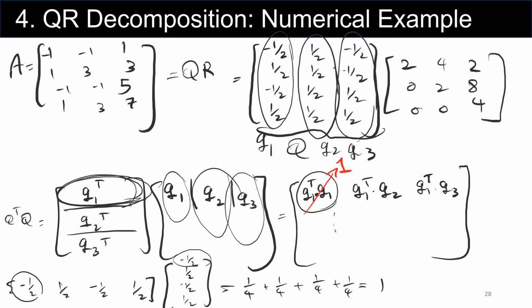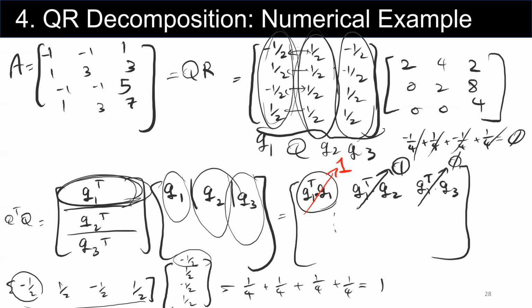Now q1 transpose q2. If we transpose q1 and find the inner product with q2, these all multiply and then we have to sum them up. So it's -1/4 plus 1/4 plus -1/4 plus 1/4, which is nothing but 0. And if you do the same thing for q3, it's also going to be 0. If you do this for all of these elements, it's going to be something like this. I suggest trying to do that at home just to get an idea of the orthogonal matrix Q.